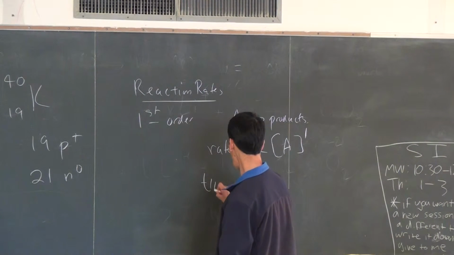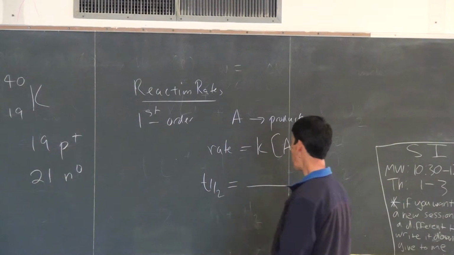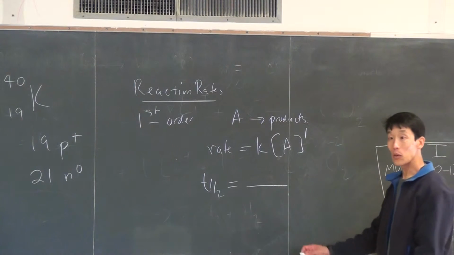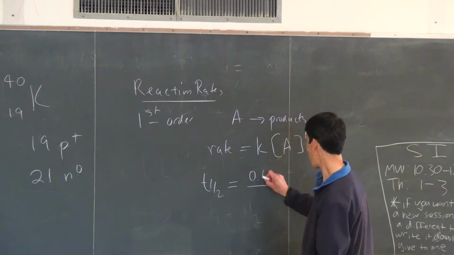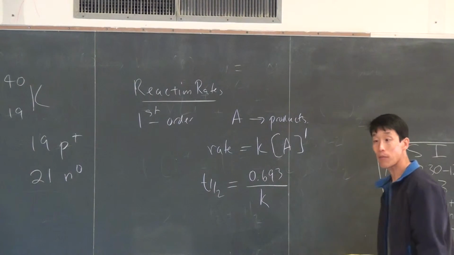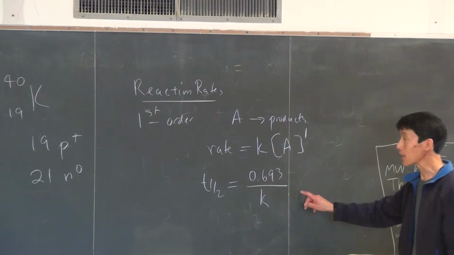So the half-life is equal to a formula. And you remember what that formula is for a first order reaction? It was equal to 0.693 divided by the rate constant k. So we'll use this formula today in class.